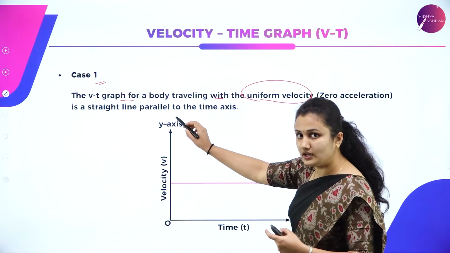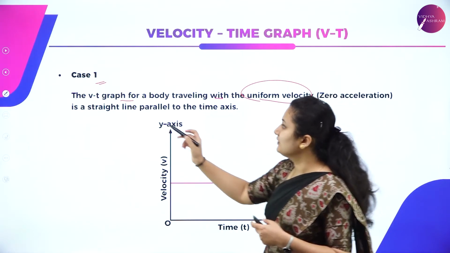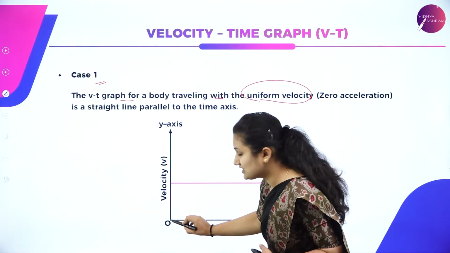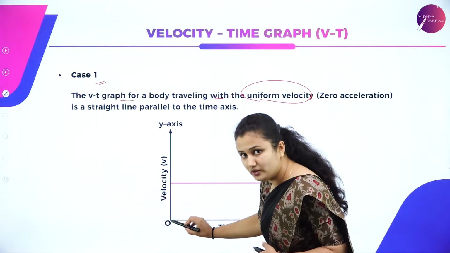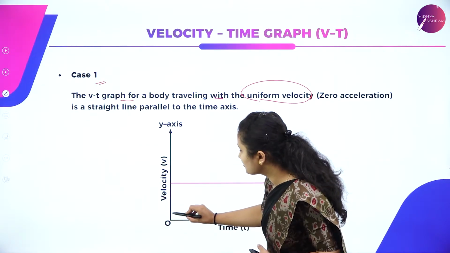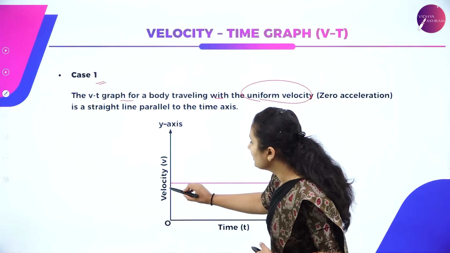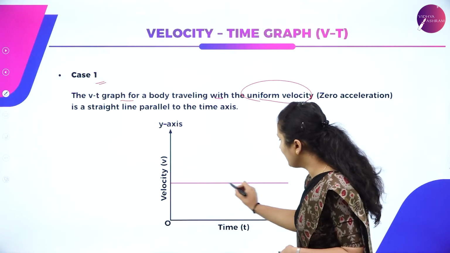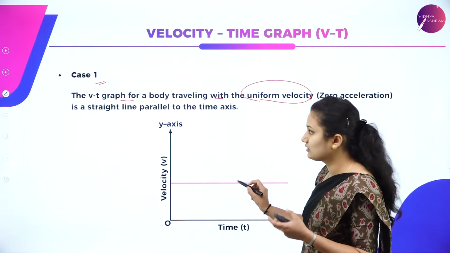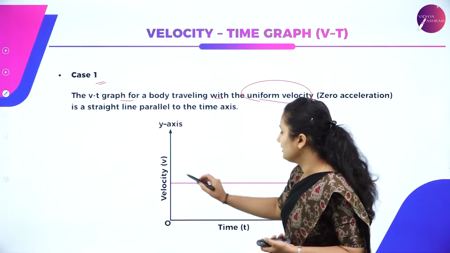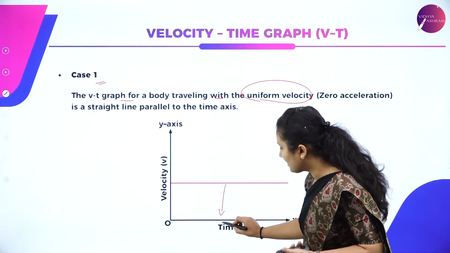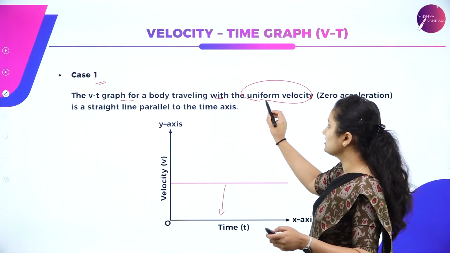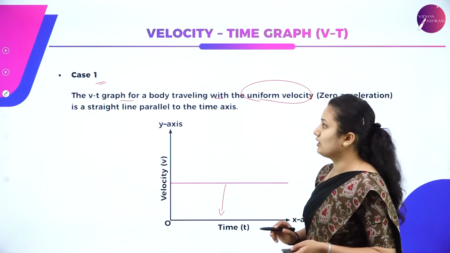Similarly, in case 1 for the velocity time graph, the body was at rest at position O, that is the origin. Now it is traveling with a uniform velocity. So we get a straight line. When it is moving with a constant velocity, we get a straight line. This straight line is parallel to the time axis. This is the case of uniform velocity.